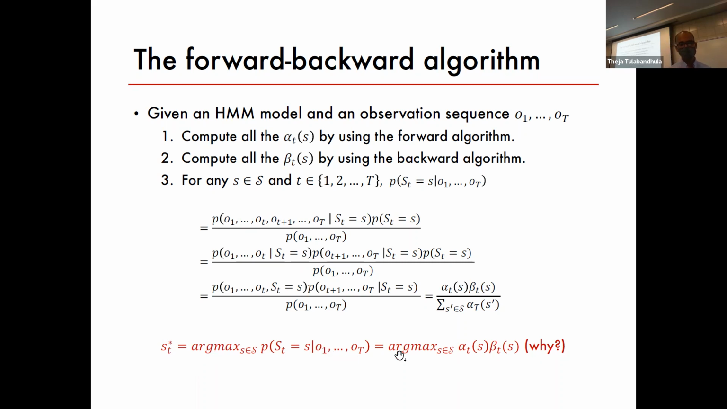That argmax is just this term here, and actually we can drop the denominator. Why can we drop the denominator? Because the denominator doesn't have anything to do with S. It has to do with S prime, which is just an internal summing variable. So the denominator is some constant. It doesn't depend on S, and that's why you can just pick the product like this. So if you can compute alphas and betas, and somebody asks what is the likely state at any given point of time, you can just multiply them and take the argmax. That's the likely state at a given point of time.